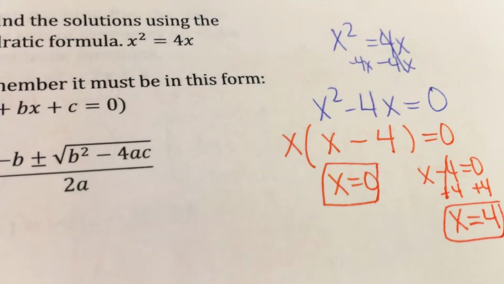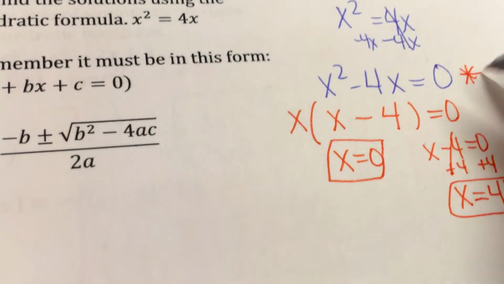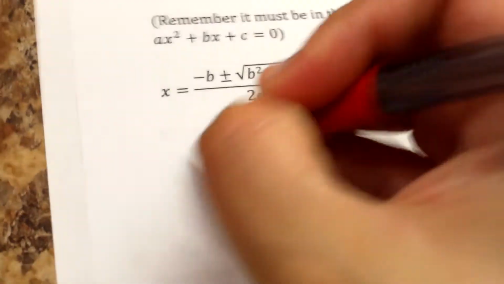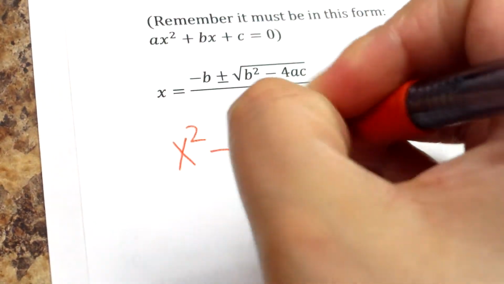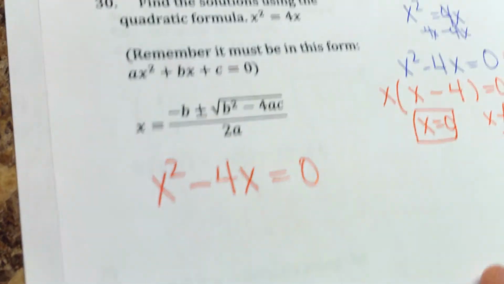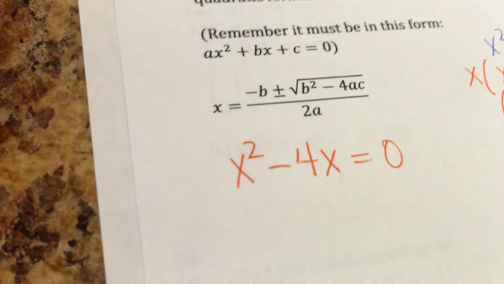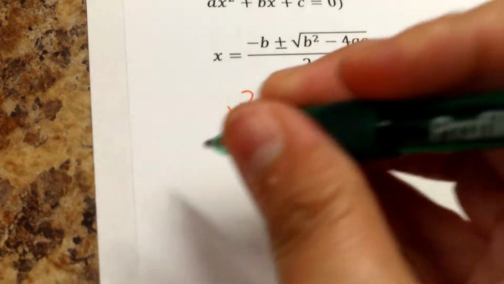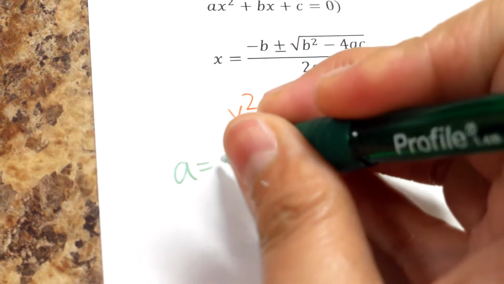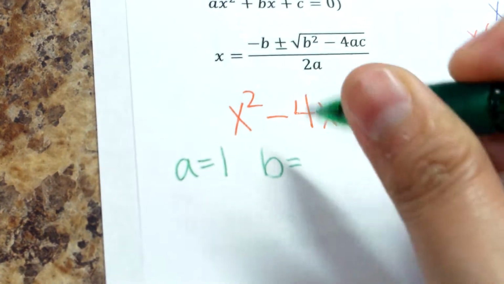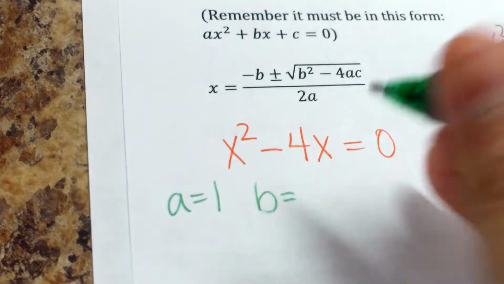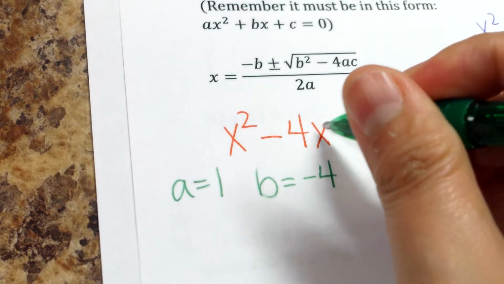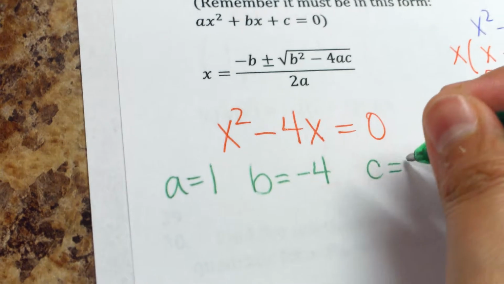Now we're going to use the quadratic formula from right here. Let's say you forget how to factor. You can always use the quadratic formula. But remember, it needs to be equal to 0, which is what we already did right there. Okay, so now we're going to do the quadratic formula. My a is the number in front of the x squared, which is a 1. My b is the number in front of the x, which is negative 4. Now my c, I don't have a c. I don't have a number after the x. So your c is 0.